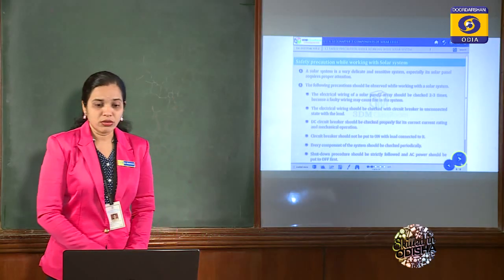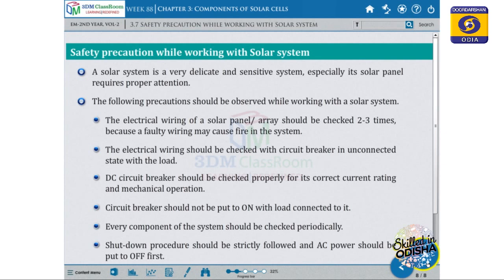Some safety precautions we will take while working on a solar power system. The solar power system is a very delicate and sensitive system. Sensitive and delicate means we have to take care of the electrical connections very carefully, because we are connecting many cells to form a module, and connecting many modules in series and parallel connections to form a big array.